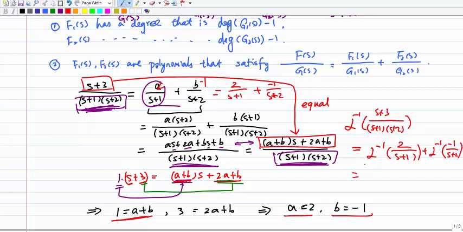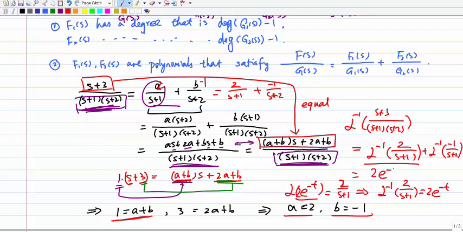This is very easy to do because, remember, the Laplace transform of e to the minus t, according to the property, is 1 over s plus 1. So twice that gives you 2 over s plus 1, which means that L inverse of 2 over s plus 1 has to be equal to 2 times e to the minus t. The other term is the same thing, just minus 1 times e to the minus 2t. This is very easy to figure out.